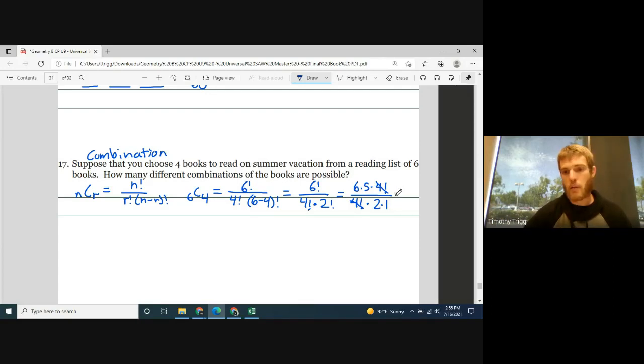So on the top here, though, we have 6 times 5, which is 30, over 2 times 1, which is 2. So that's 15. So there's 15 different lists I can make for these books.